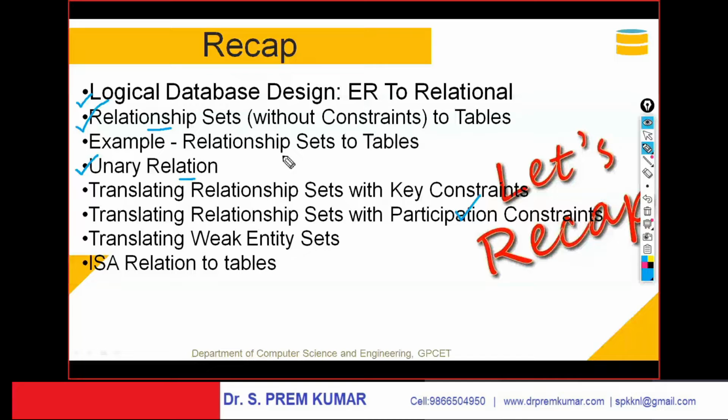A relationship set where an entity gets related to the same entity is called a unary relation. Here we will be creating two tables: one for the entity set, another for the relationship set. In a unary relationship set, we create two tables, that is two relations, and we store the data. And also we discussed translating relationship sets with key constraints: the primary key, foreign key references, and check constraints. This is what we discussed in our last class.